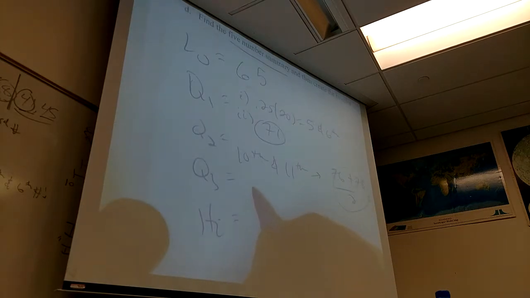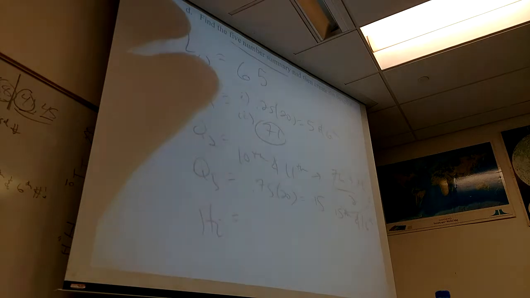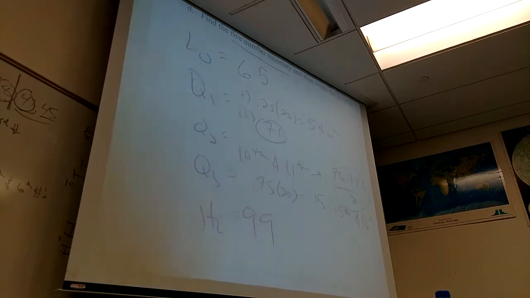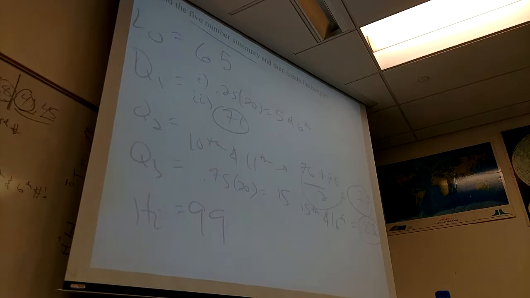Q3, you could do the thing I told you earlier, or you could do 75% of 20 is 15, so you take the 15th and 16th, and you get what? 83. They're both 83. Ooh, cool. And the highest one was 99. Good for him. Not too bad, right? It's always those things, but it's just based on your data. But it's always those 5 places: the lowest, quarter of the way in, half the way in, 3/4 of the way in, the highest.